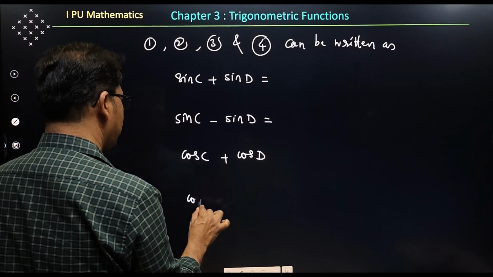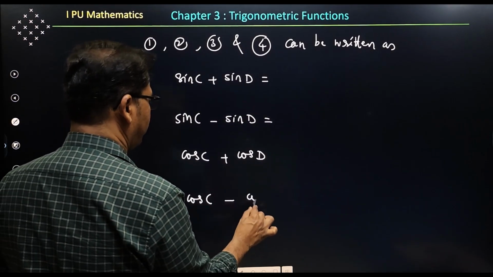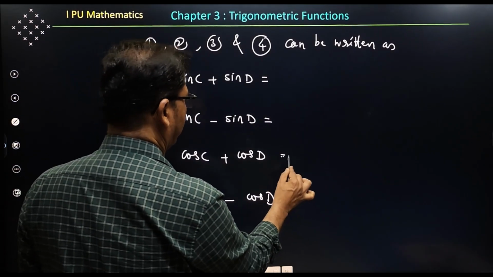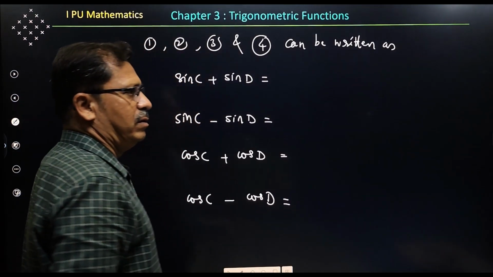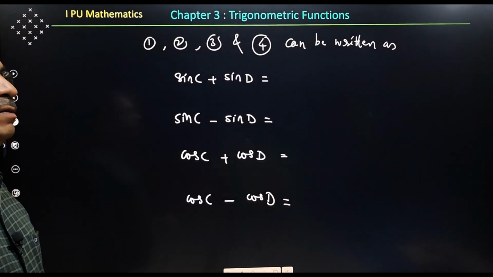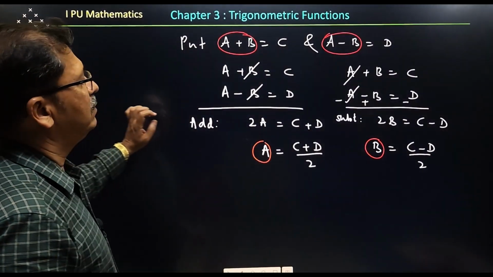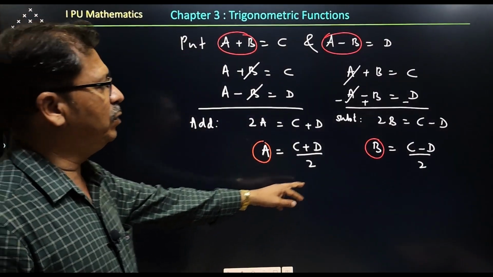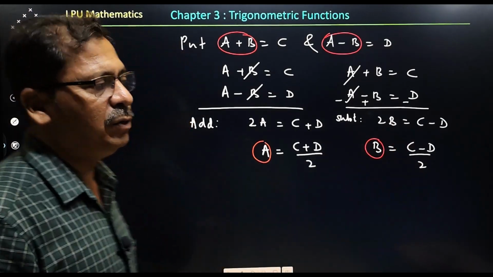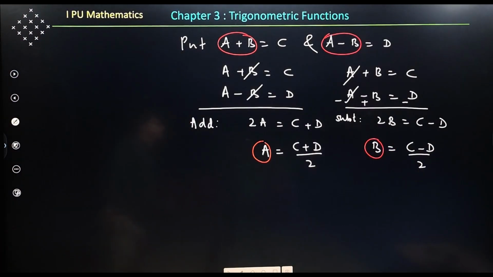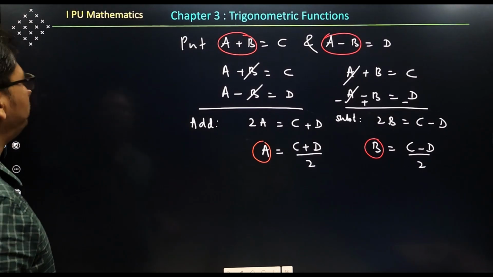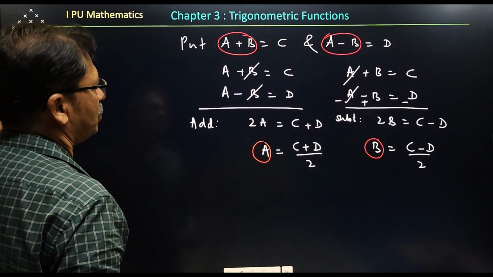Cos c minus cos d. Okay. See, sin c plus sin d equal to what? Look here. A is c plus d divided by 2. B is c minus d divided by 2. These two values you substitute here. Where do you have to substitute?